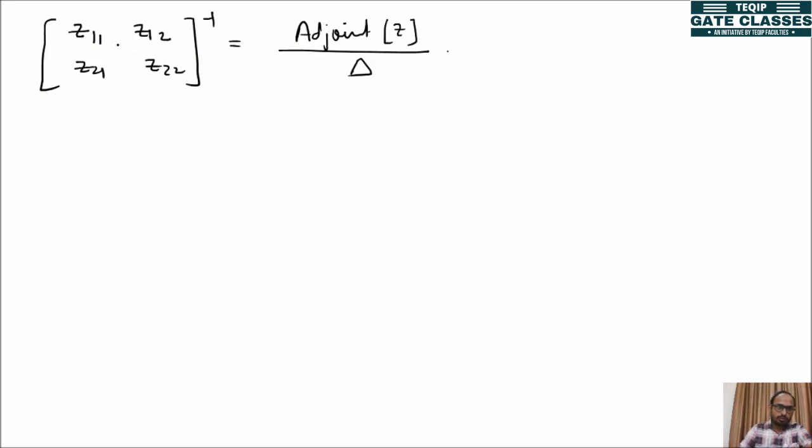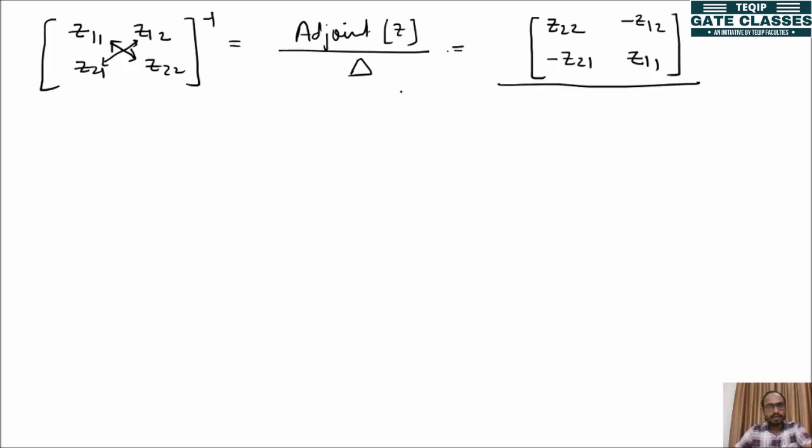What is adjoint matrix? For adjoint matrix of a 2 cross 2 matrix, we can just interchange these two and change the sign of these two. So we can write adjoint Z like [Z22 -Z12; -Z21 Z11], divided by determinant of the matrix, Z11 Z22 minus Z12 Z21. We can simply say that this is delta. It will be convenient for us, so write it delta Z.